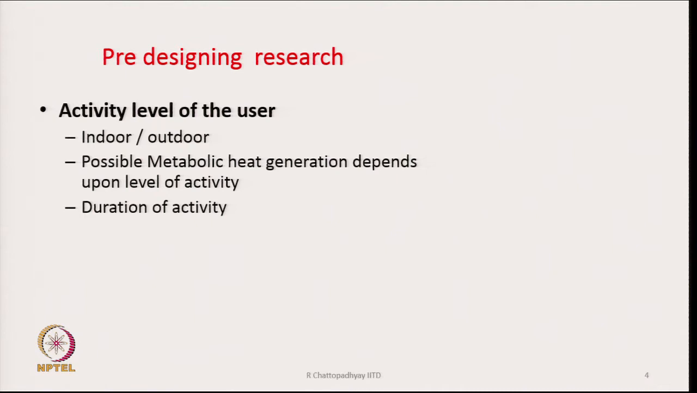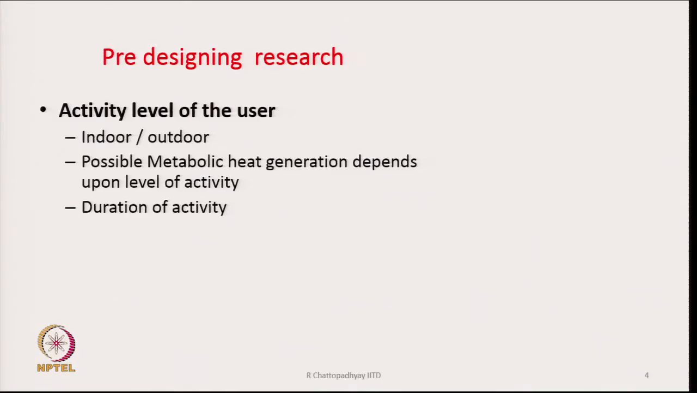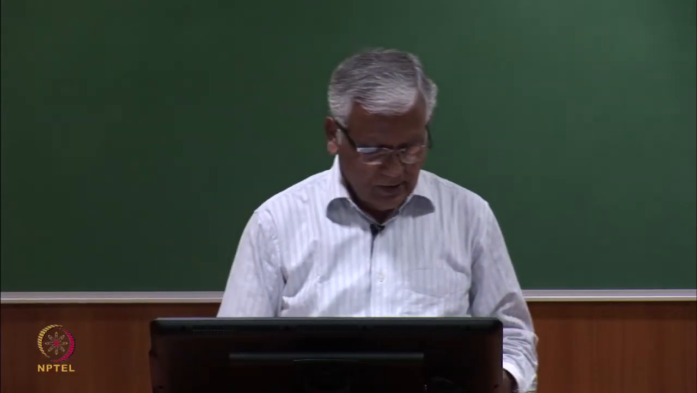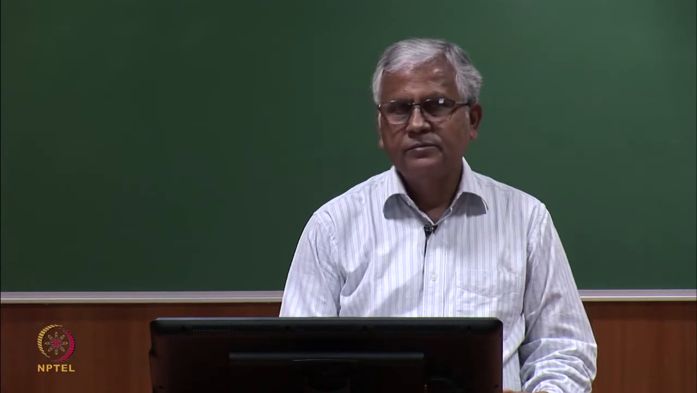Then comes the possible metabolic heat generation, which also depends upon the activity of the person. All human beings are continuously generating heat, which we call metabolic heat. The quantity of heat that we generate depends upon our level of activity. The other thing is the duration of activity. How long are you going to work at a stretch? Is it half an hour at a stretch, or 1 hour or 2 hours? All that depends upon the professions.